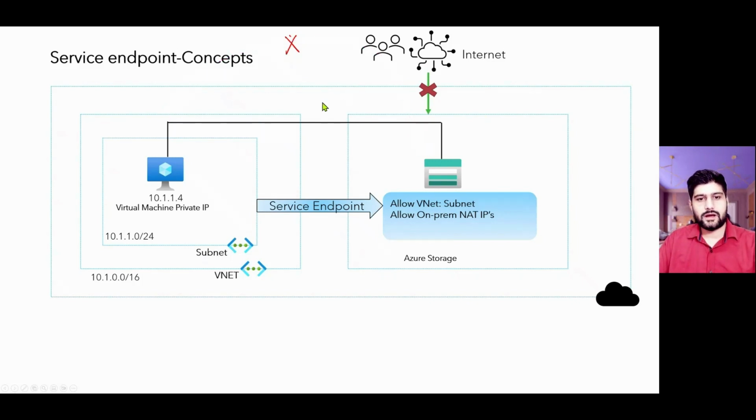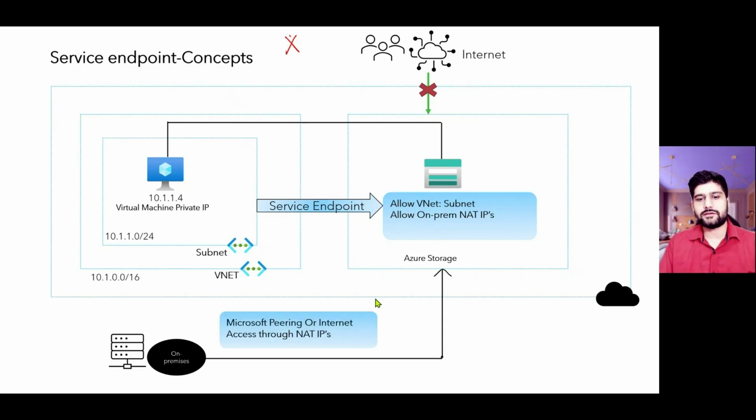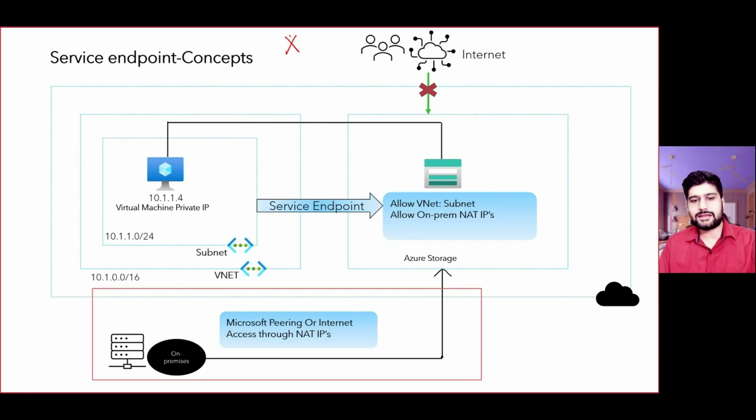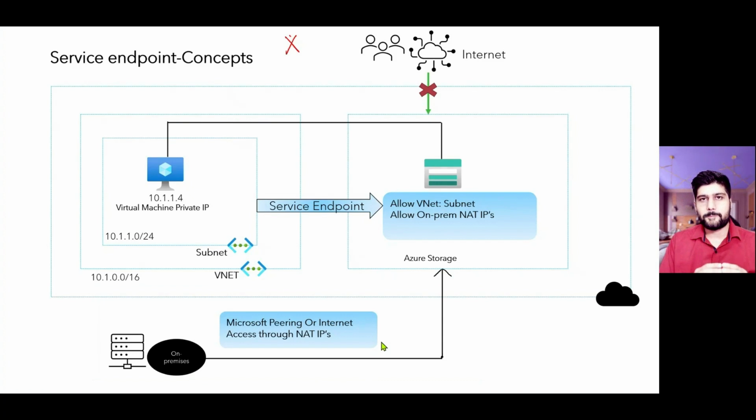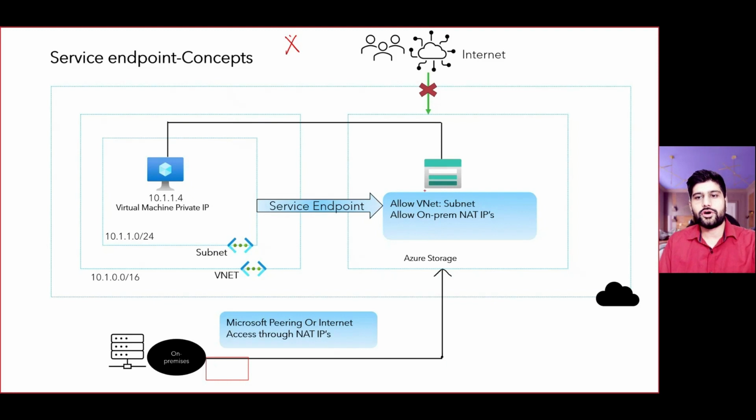Now let's say you have this configuration set up. What you want to do is also connect from on-premises. Let's say you have a data center with some VM configured there, and you want to connect from on-premises to this storage account. What you can do is create an ExpressRoute connection or a site-to-site connection from on-premises. You have that connection established. Once you have that connection established, you can allow that public-facing IP.